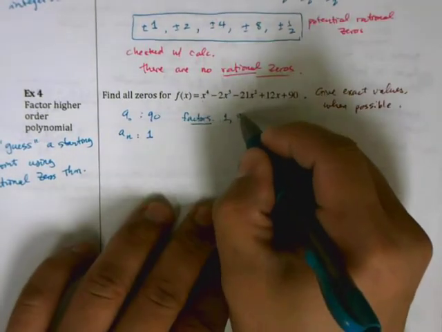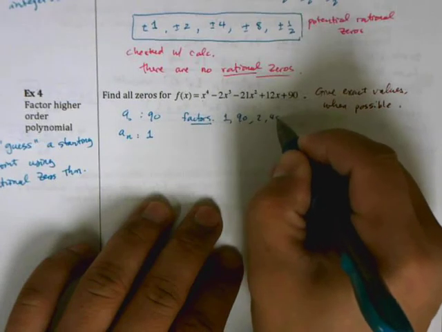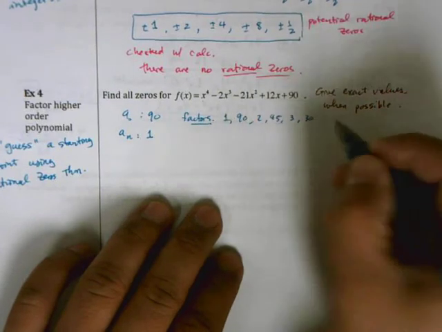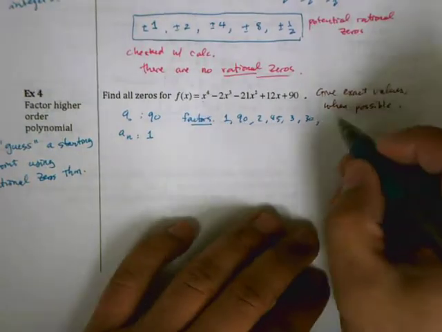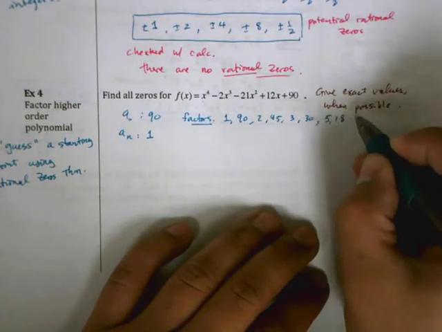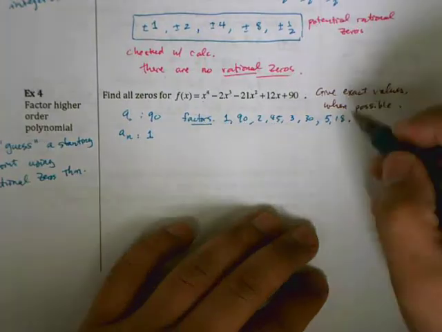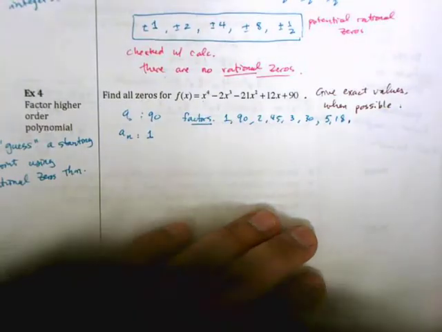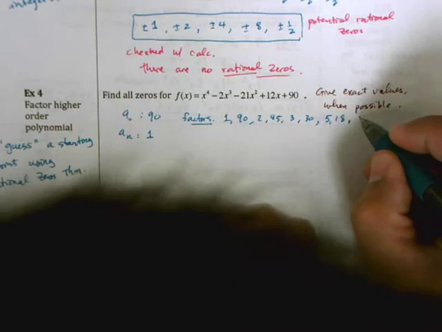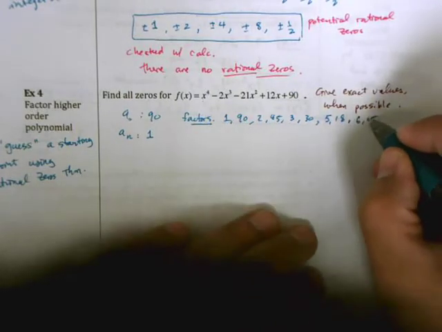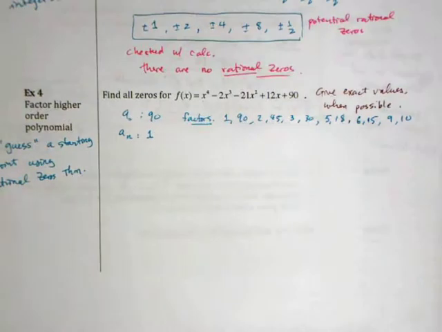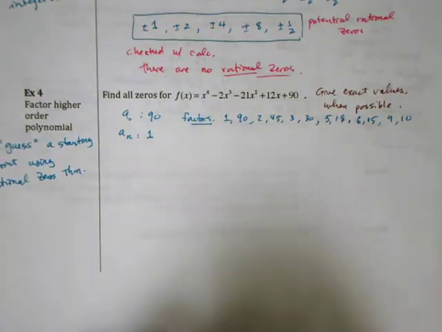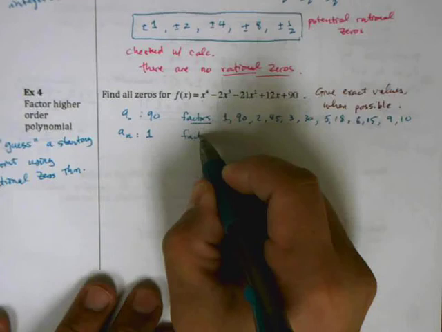Listing out all these factors, and there's a lot of factors for 90. There's 1, 90, 2, 45, 3, 30. Does 90 go into 4? No, it does not. 5, 18. And I think there's 6, 15, there's 9, 10. And I think that about covers it. So there's a ton of different factors here. The factors for the leading coefficient is pretty simple. It's just 1.